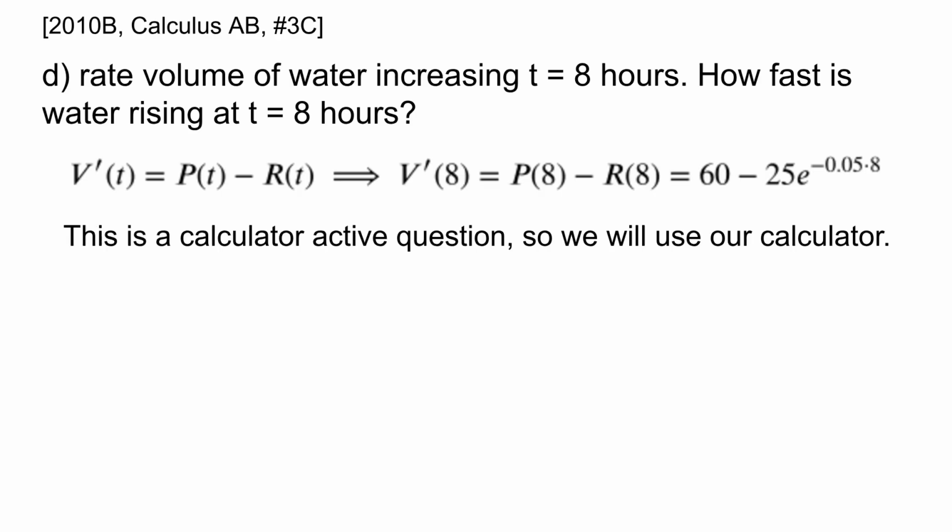Since this is a calculator active question, we can use our calculator to evaluate what that is, although I don't think for this question you would have to. I think if you just had the exact answer, that would also be accepted. Not sure how easy that would be for calculations for the rest of this question, but it would be right for this one. So using our calculator to calculate v prime of 8, we get 43.241 cubic feet per hour.